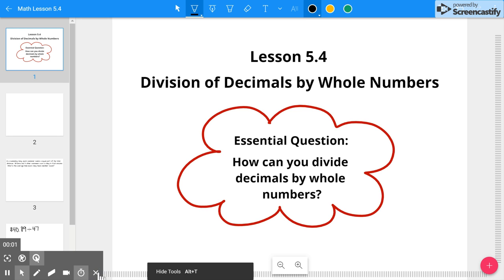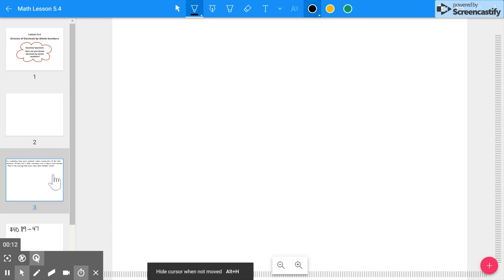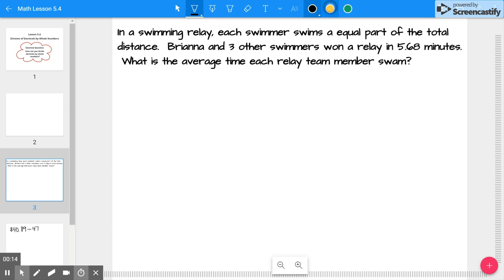So this math lesson comes from Chapter 5, Lesson 4. We're going to look at division of decimals by whole numbers. So our essential question is, how can you divide decimals by whole numbers? So let's look at our first word problem.